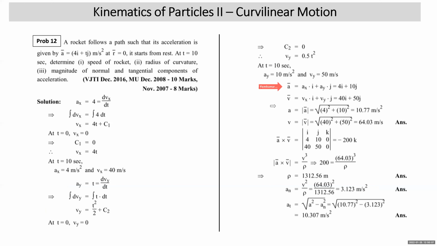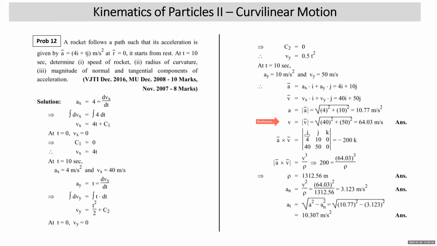So you can write the acceleration vector and the velocity vector. The acceleration vector is ax i plus ay j. The velocity vector is vx i plus vy j. Then you can find the magnitude of acceleration, mod of a bar, that is square root of ax square plus ay square, you get 10.77 meter per second square. You get the magnitude of velocity as mod of v bar, square root of 40 square plus 50 square, that is 64.03.